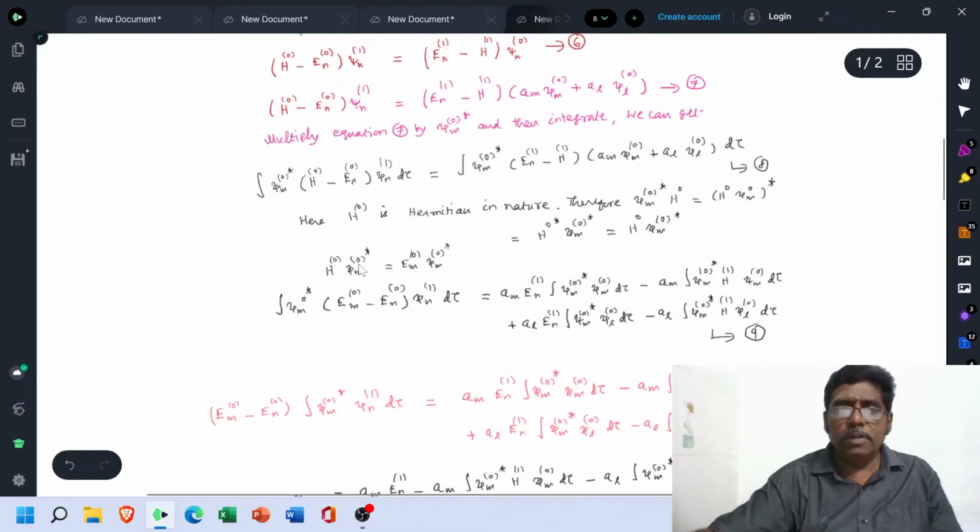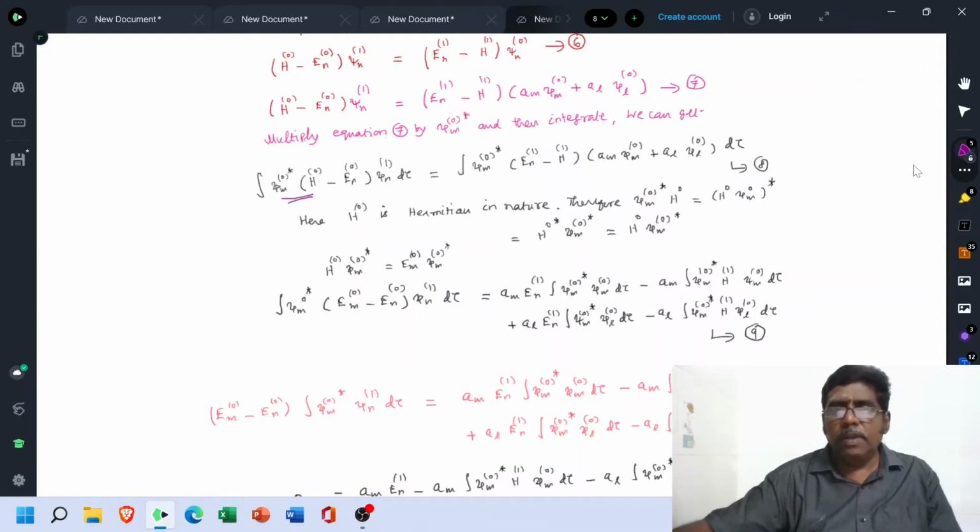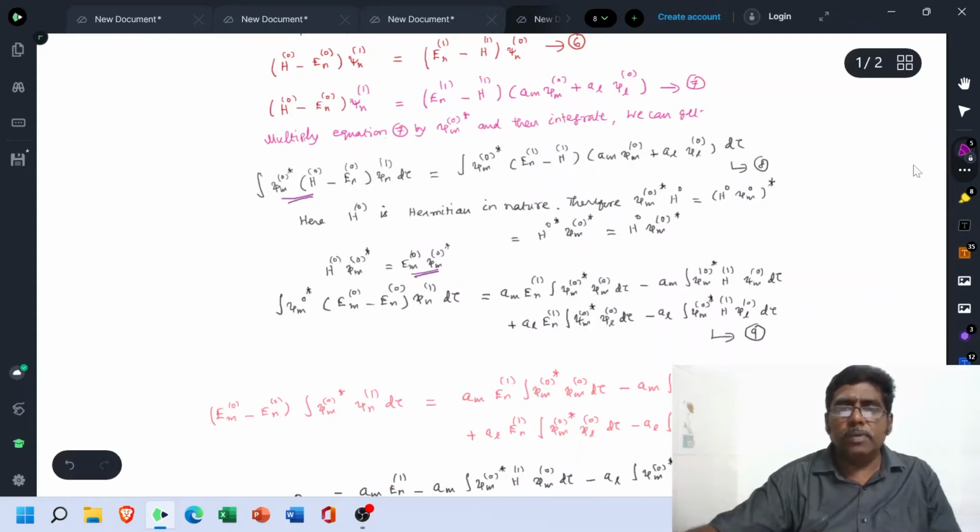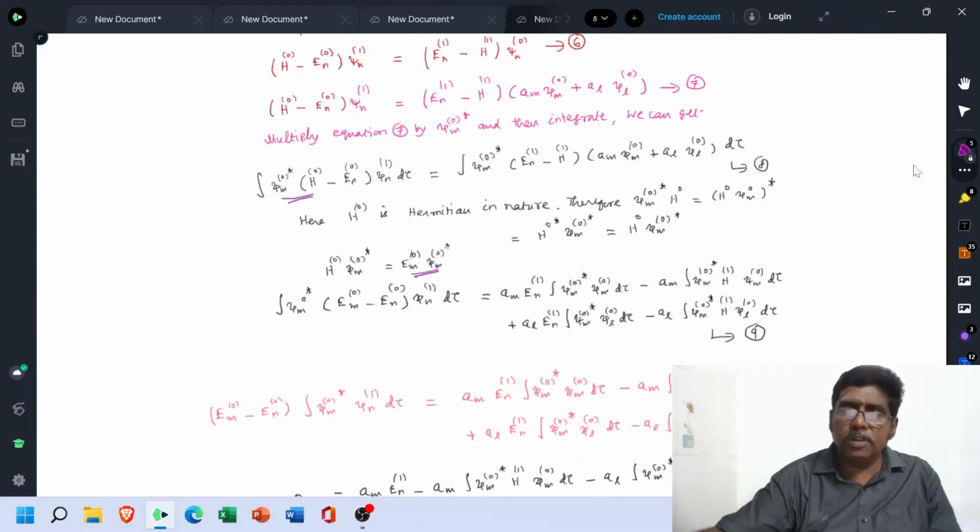Now come to this first term. Instead of this psi m0 star H0, we can write Em0 psi m0 star, because suppose H0 is Hermitian in nature, psi m0 star H0 equals H0 psi m0 whole star, which is equal to H0 star psi m0 star. If H0 is Hermitian, H0 star is H0. So instead of psi m0 star H0, we can write H0 psi m0 star, but H0 psi m0 star is equal to Em0 psi m0 star.